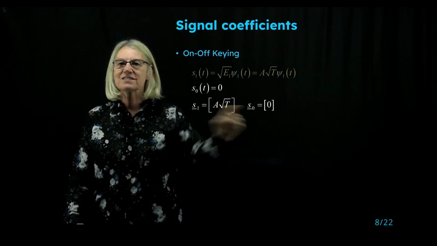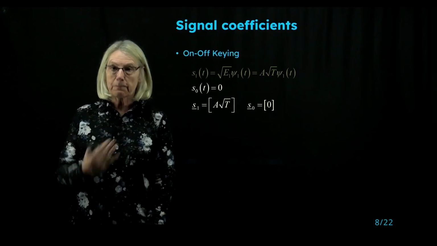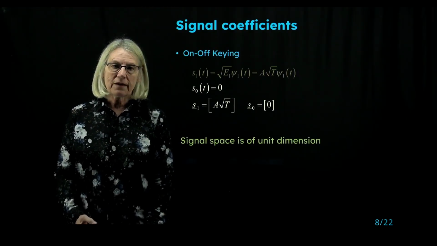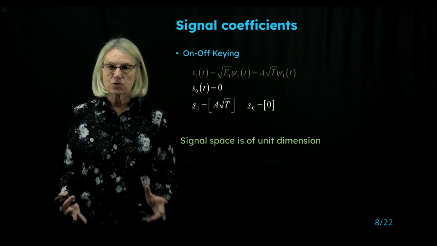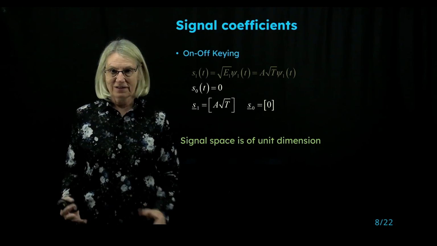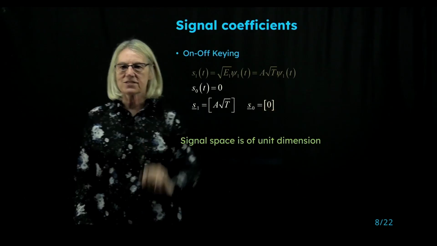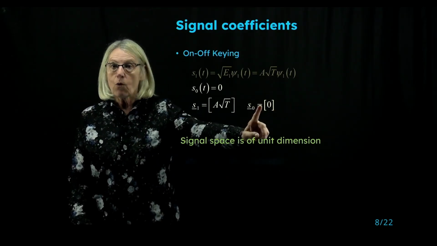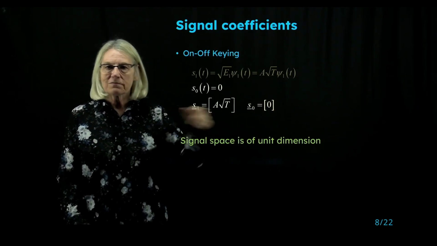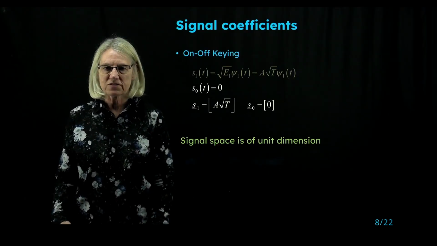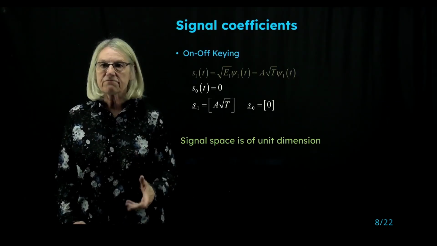So now I have the coefficients of my vector, my symbols, my 2 bits. I have the coefficients in signal space. That means I can plot them now in signal space. When I plot them, I notice that this signal space is of unit dimension. There's no 2 dimensionalities. There's a single basis vector. One's at the origin, and the other one is at some location on the line. So this is just a one-dimensional signal space, a very simple case of binary.